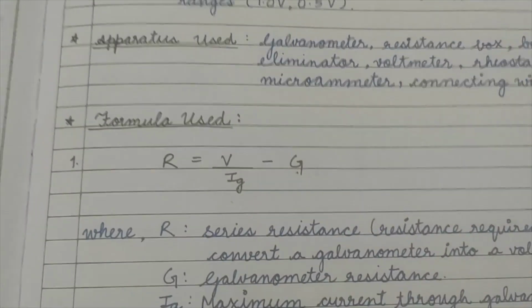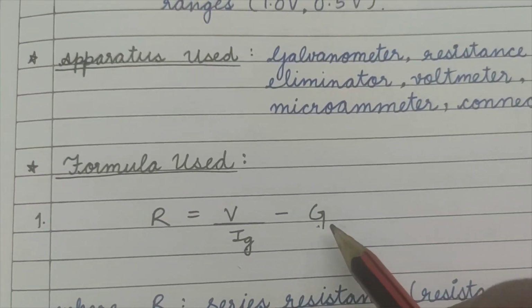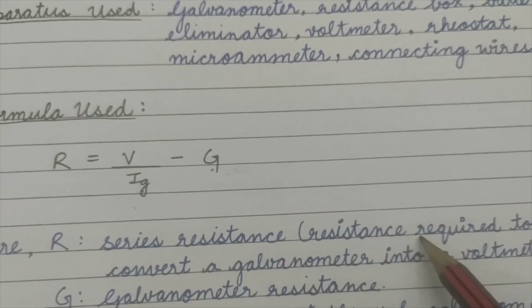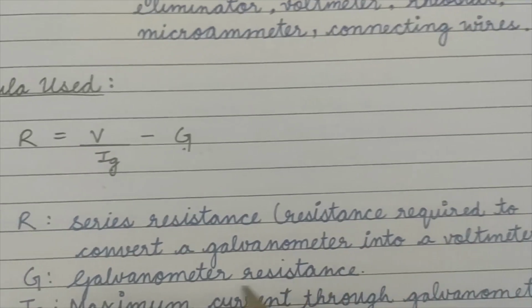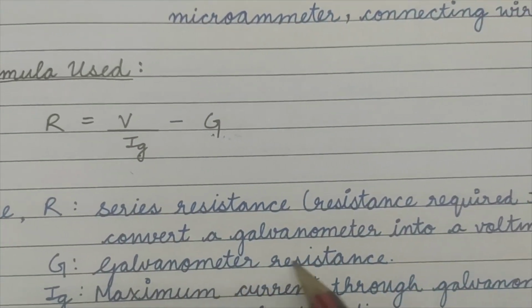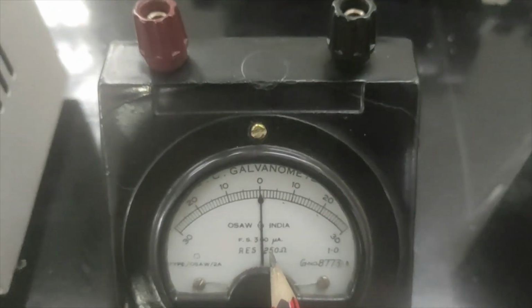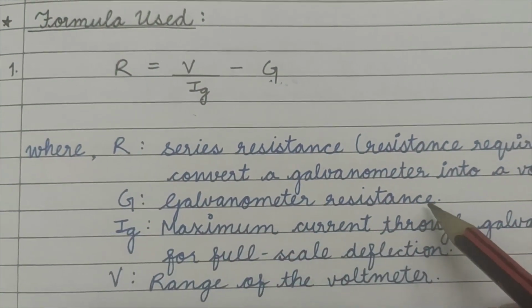So the formula which we will be using is R equal to V by Ig minus G, where R is the series resistance, the resistance required to convert a galvanometer into a voltmeter, and G is the galvanometer resistance. Every galvanometer has its resistance. You can see the resistance of this galvanometer which we are going to use is 250 ohm. So this value we will be using here. G is the galvanometer resistance.